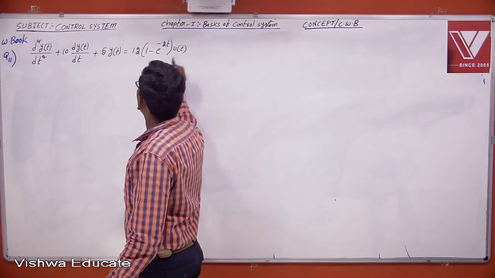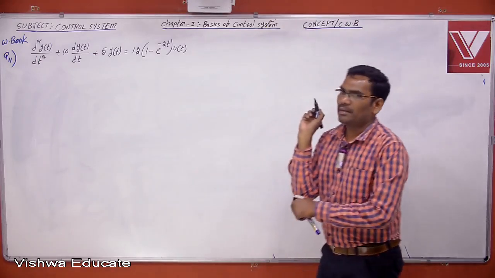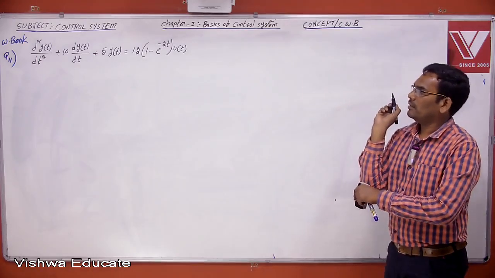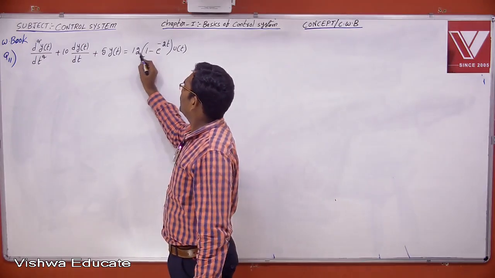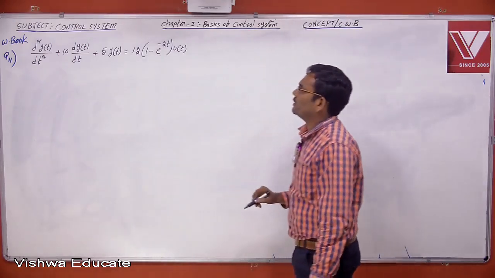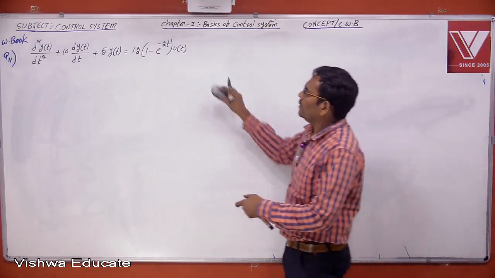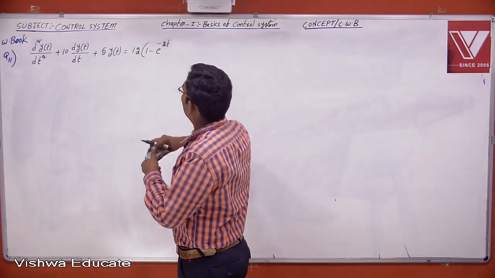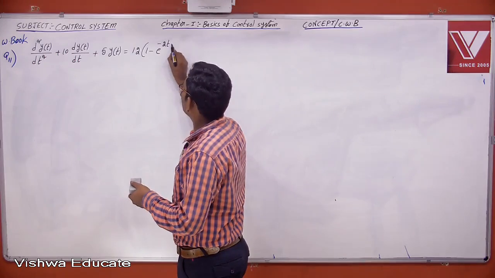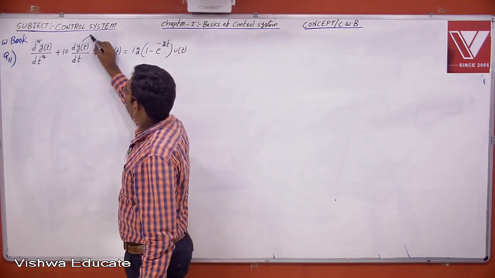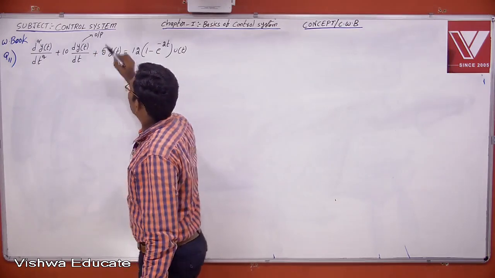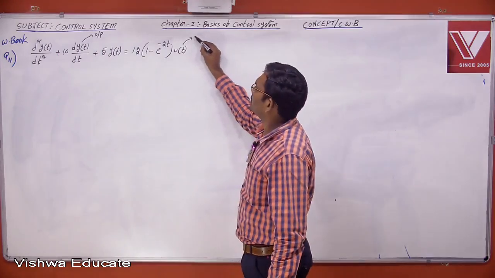A control system is described with the differential equation d square y by dt square plus 10 into dy by dt plus 5 into y of t equal to 12 into 1 minus e power minus 2t into u of t. Now this is the differential equation which is given to you. He says that y of t is output and u of t is input.